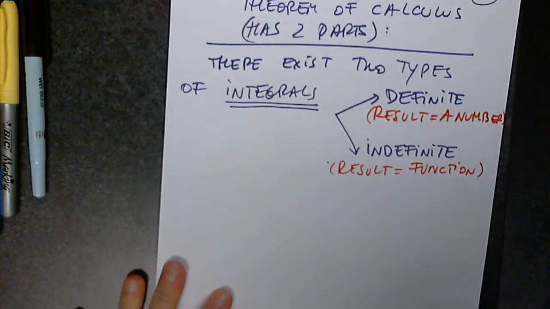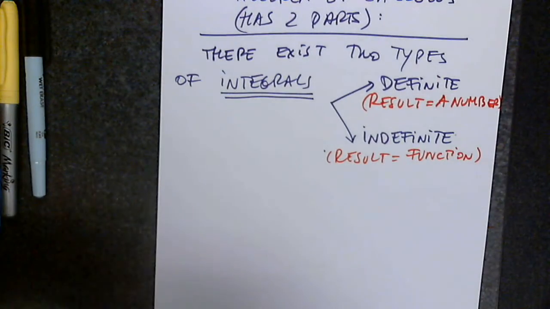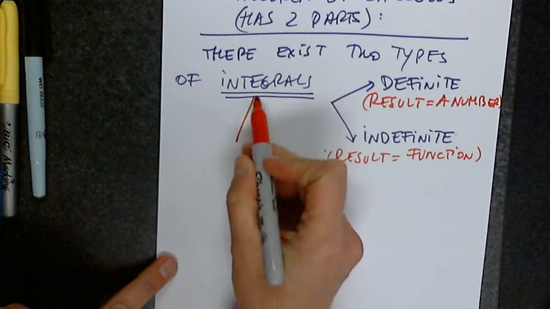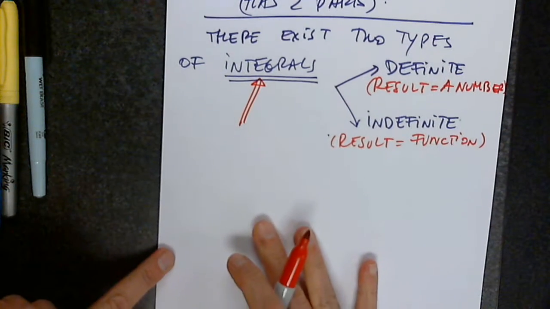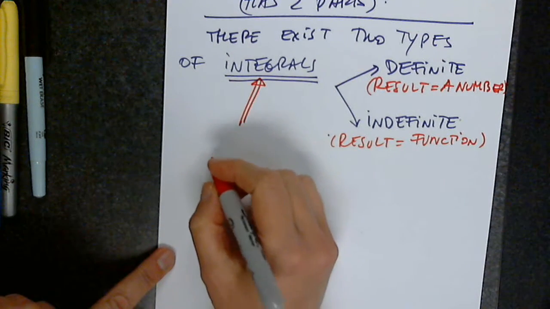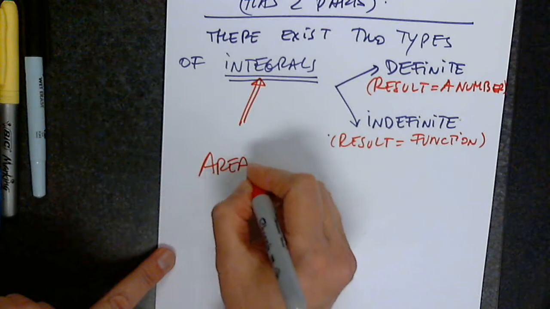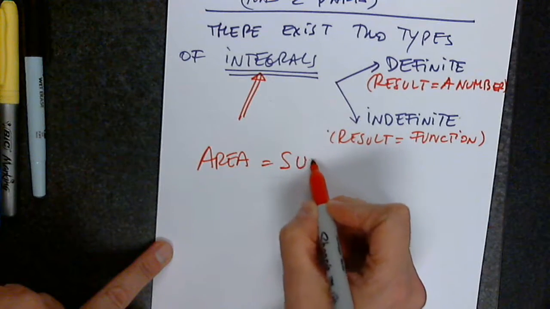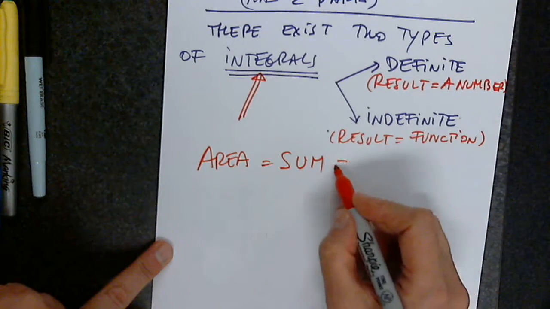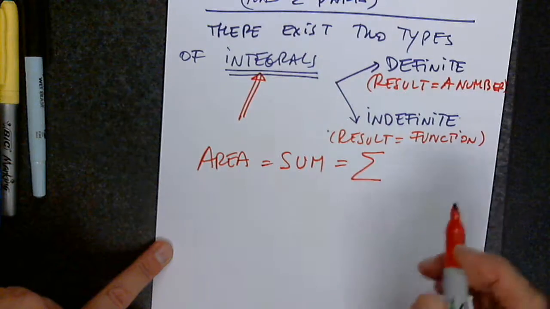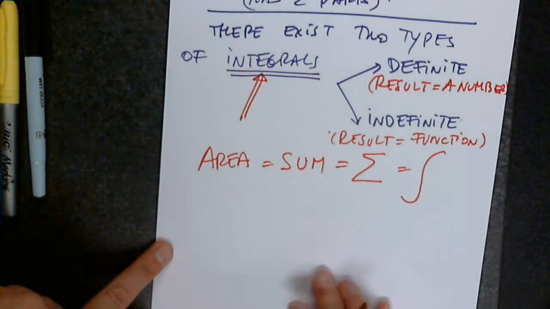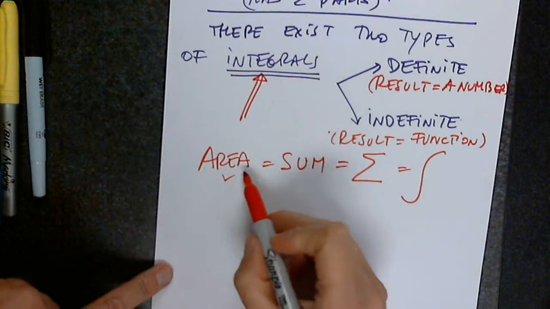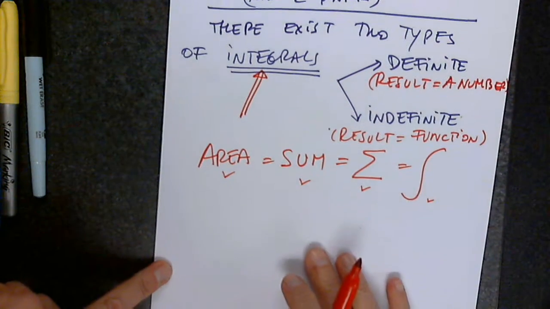The question is, and I'd like to talk about the definite integral. The question is, what does this mean? What is even the word integral? What does it mean? Correct. So it's an area. It's a sum. It's a sum. Or it's a sum. A long S. So all these kind of mean the same thing.